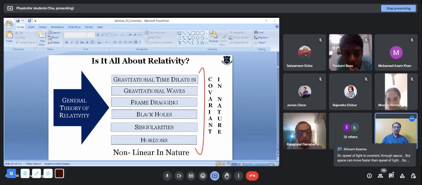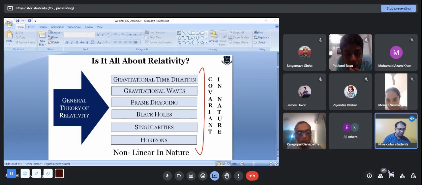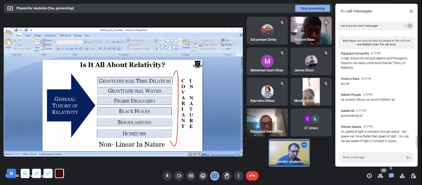Now you see, don't worry about what is covariant in nature, I will explain. The speed of light is constant through space, but space can move faster than the speed of light.